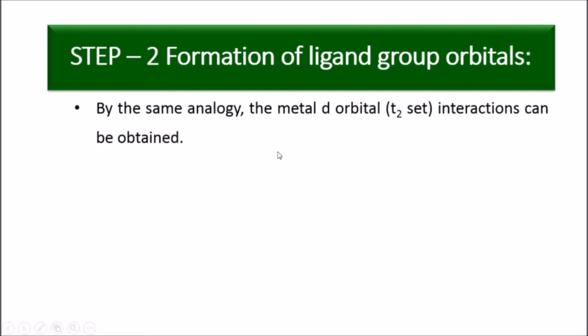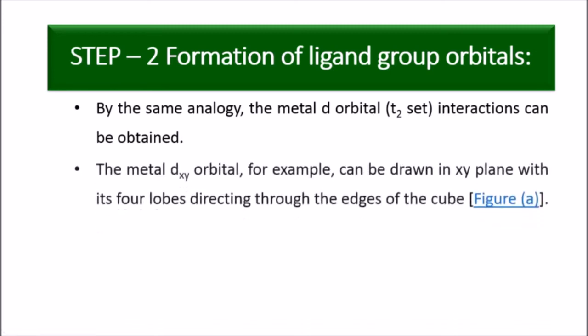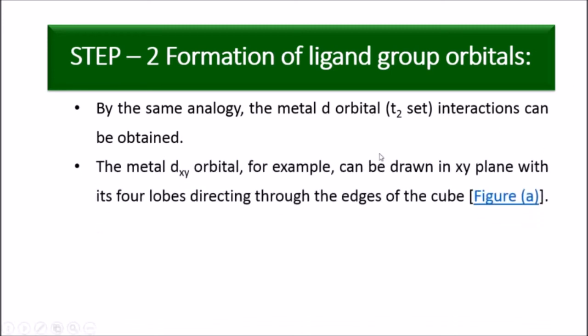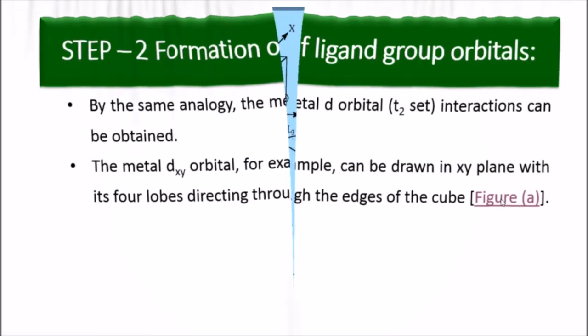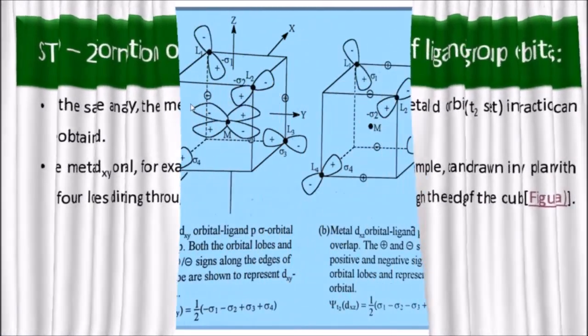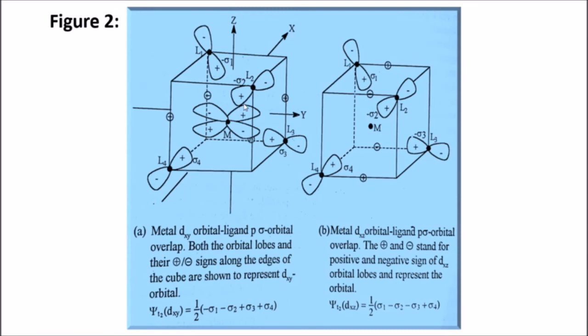By the same analogy, the metal d orbital, that is the T2g set interaction, can be obtained as well. That is in figure A. We are going to see how dxy, which is in the xy plane, has four lobes directing toward the edges of the cubes. This represents this edge, this to the front, this to the back side edge, and this to the side edge. That is why it is a planar arrangement, because it is not in the axial side of any center of the face. It is between the two centers of the faces.